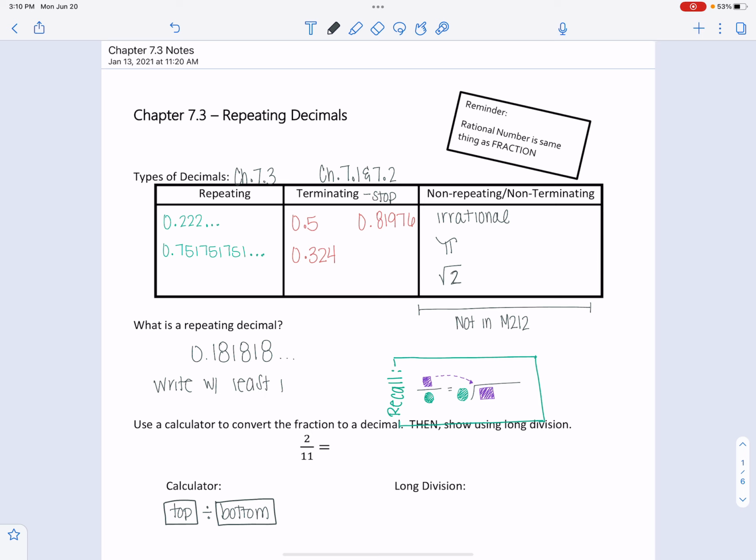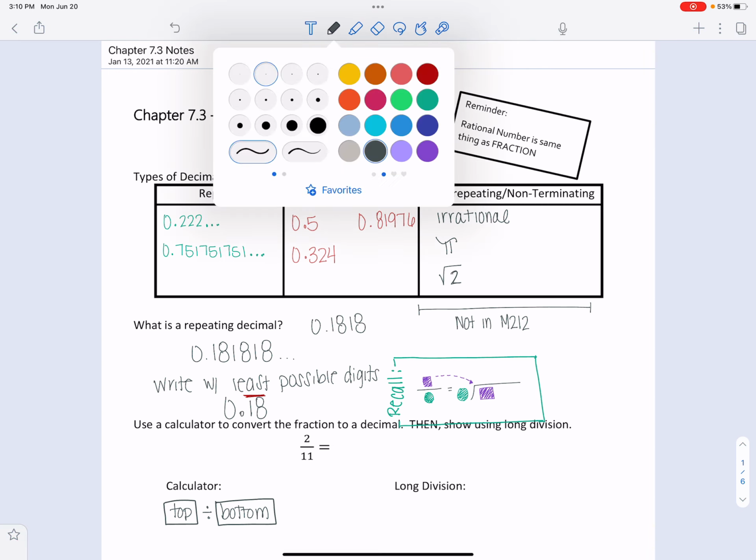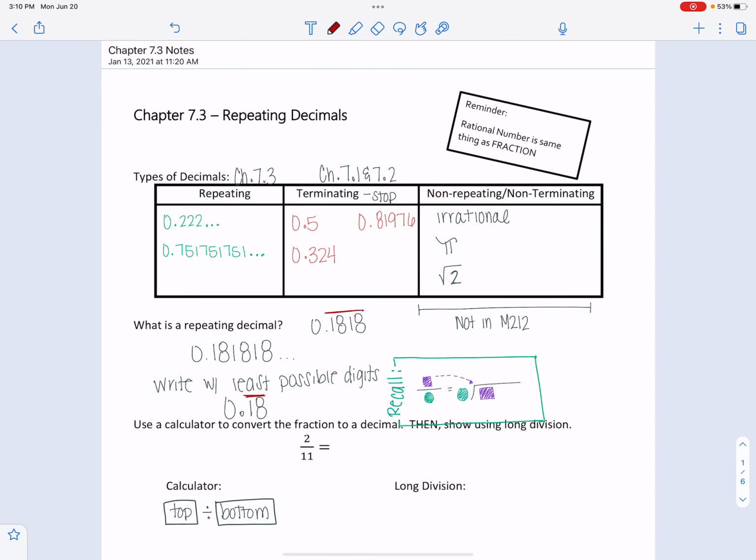And so because of that, we have introduced this new notation with a bar. That bar is going to go over the repeated digits. So we can write 0.181818 as 0.18 with a bar over top, because those are the least repeated digits. How we do not want to write this is 0.1818 with a bar over that. Yes, those are the same thing, but that doesn't use the least possible digits. And so that is kind of in a nutshell what a repeating decimal is.